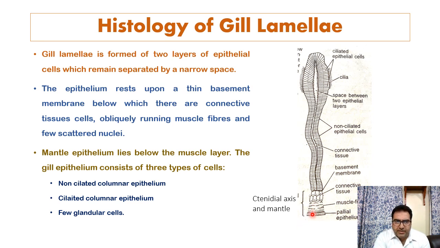The mantle epithelium, or we call it the pallial epithelium, lies below the muscle layer, and the gill epithelium consists of three kinds of cells. Some we call the non-ciliated epithelial cells. Others are the ciliated epithelial cells, and a few we call the glandular cells, because they contain certain glands as well.